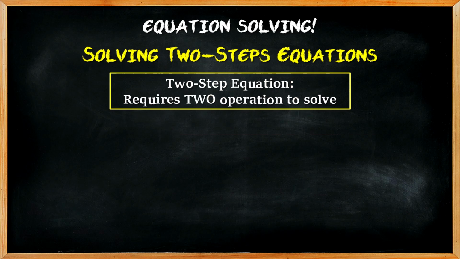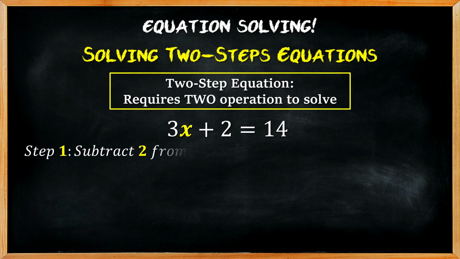Two-step equations are algebraic equations that require exactly 2 operations to isolate the variable and find its value. These equations typically involve both addition or subtraction and multiplication or division. Let's solve this equation, 3x plus 2 equals 14. This is a perfect example of a two-step equation because we need to undo both addition and multiplication to isolate x.